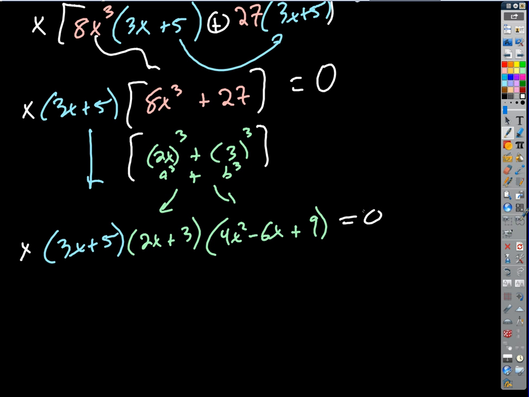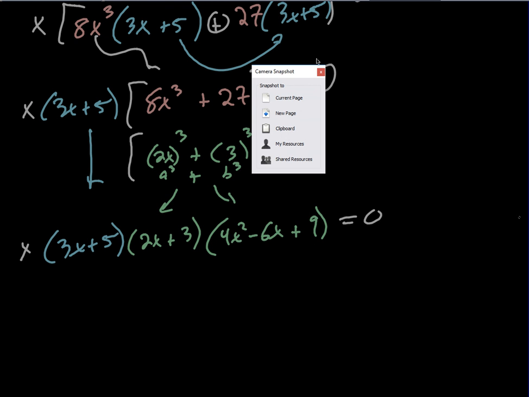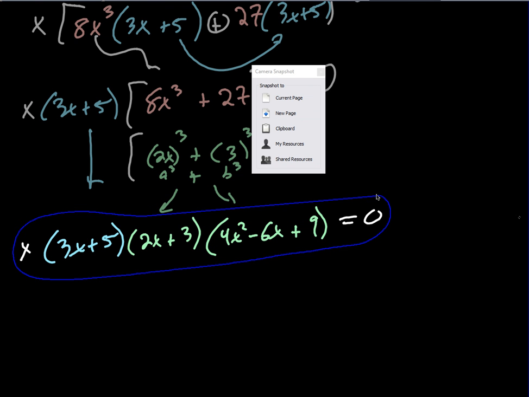Okay, so let's just take this and let's go to the next page, and we're almost done. Let's get all our zeros out of this guy. We've done all that hard work, now we get the payoff.